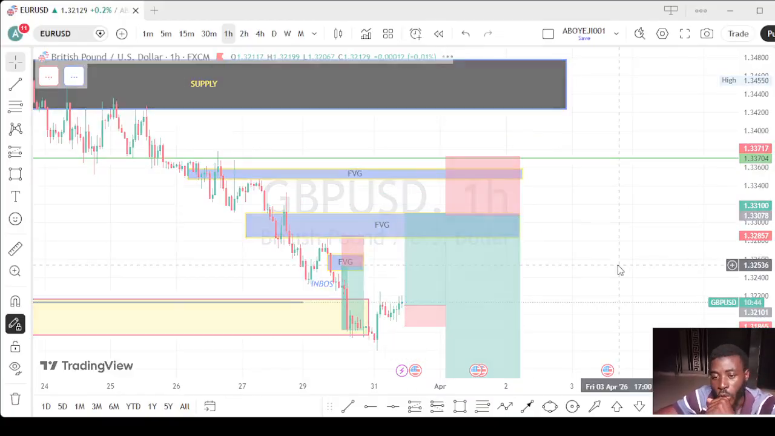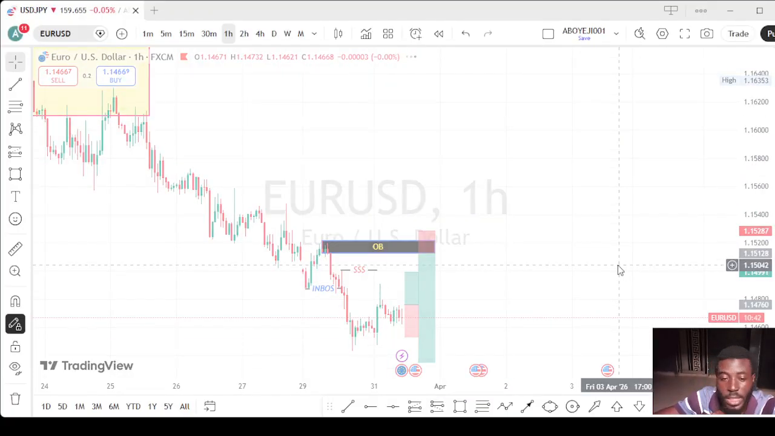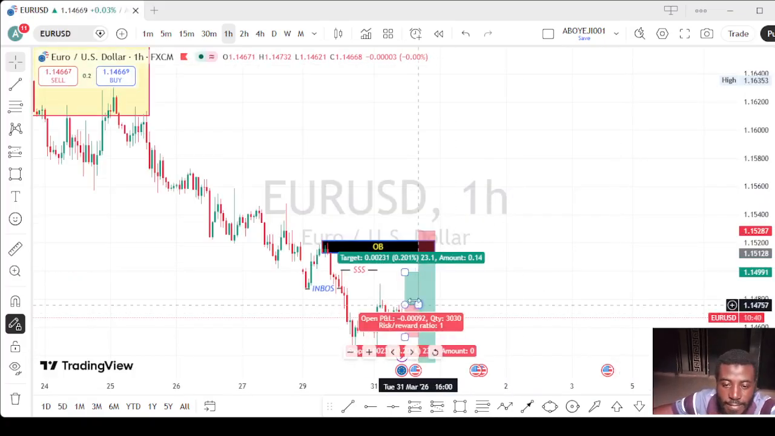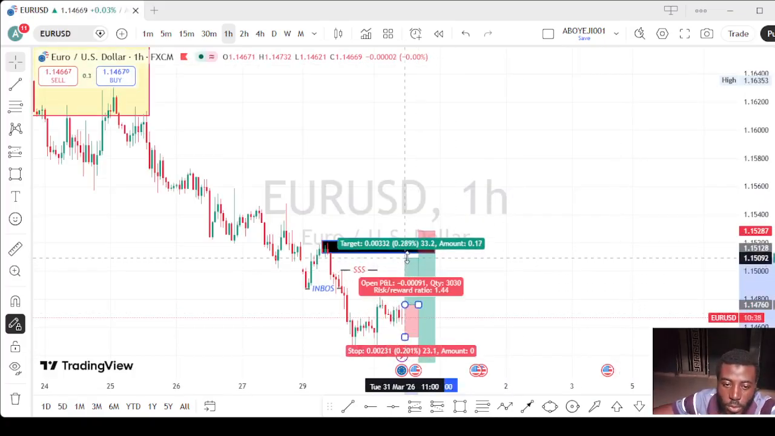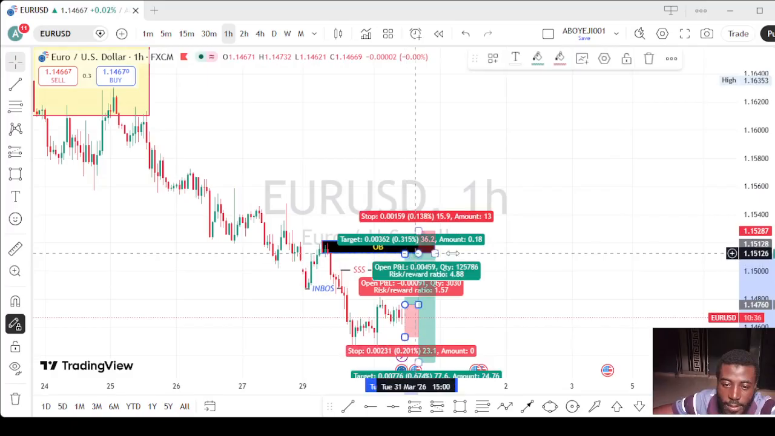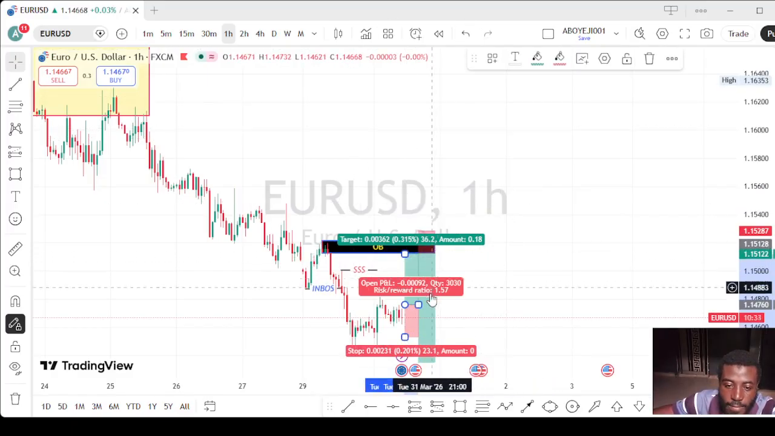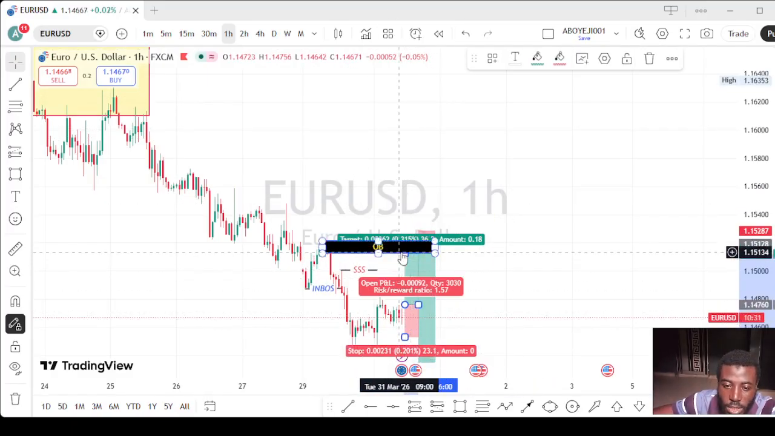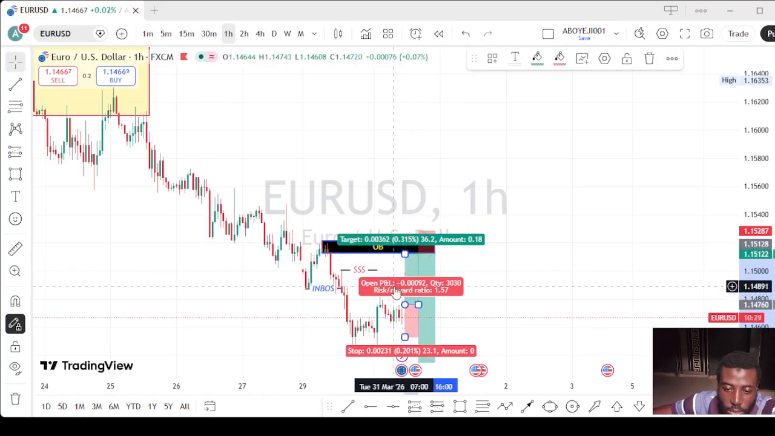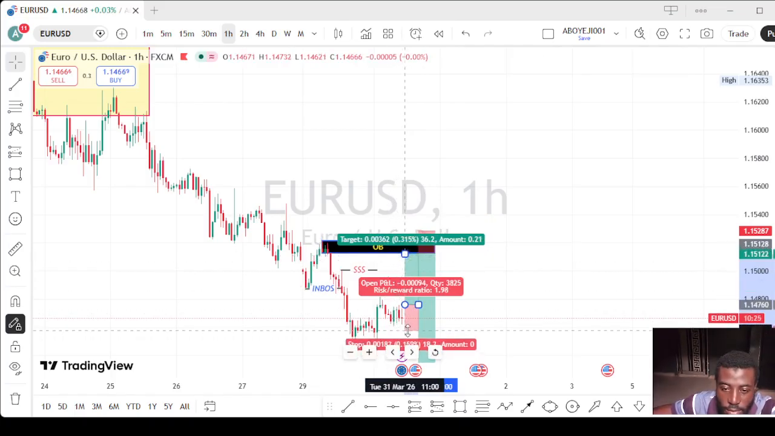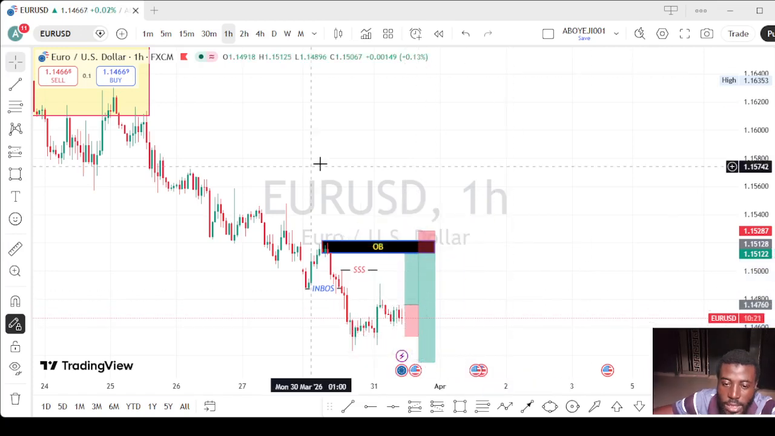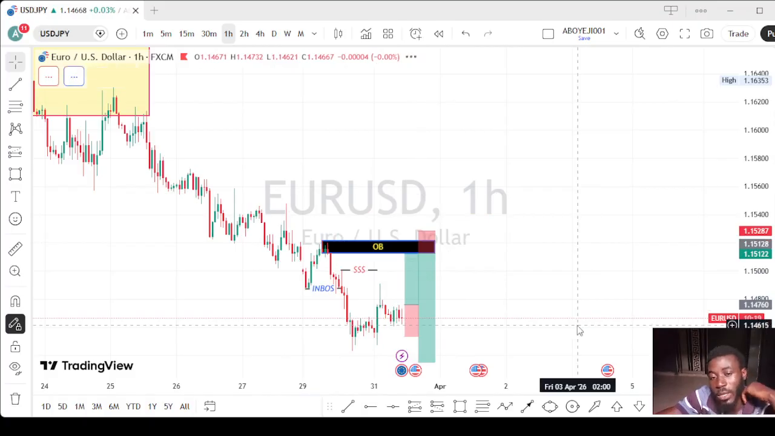So let's move to UJ. Let's see what UJ has for us. This is where we are taking our stop loss because liquidity is over there. So you can see 1:0 something. This market is not valid. So let's see if the market, let's now go to UJ.